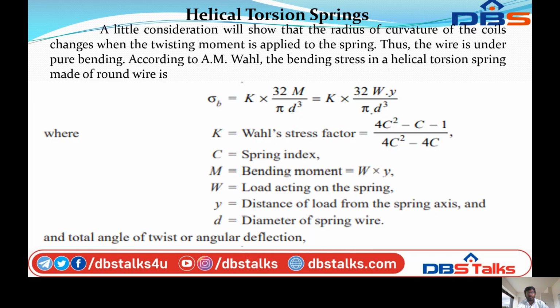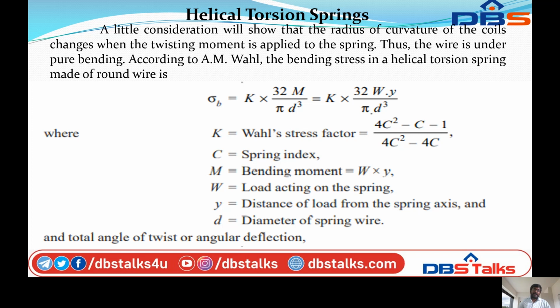A little consideration will show that the radius of curvature of the coil changes when the twisting moment is applied to the spring. Thus, the wire is under pure bending. The bending stress in the helical torsion spring made of round wire is sigma b is equal to K into 32 into M by pi into d cube, that is equal to K into 32 into W into y by pi into d cube, where K is equal to Wahl stress factor, (4C squared minus C minus 1) by (4C squared minus 4C).